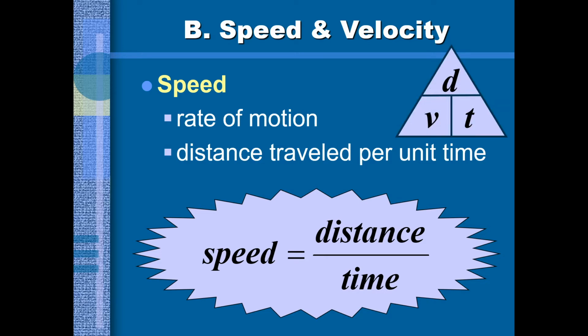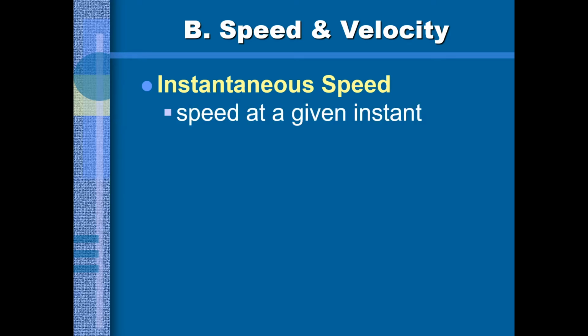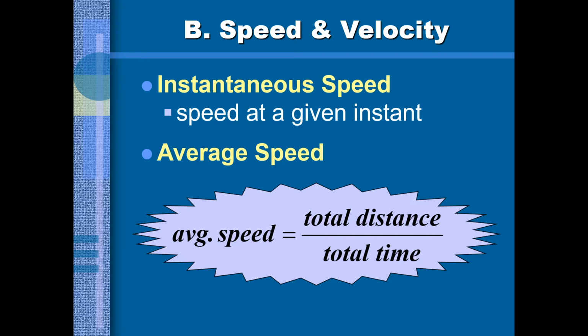So here is the triangle. Again, here they use D to include velocity and speed. We have an instantaneous speed at a given instant. This is what your speedometer of your car would say, the speed that you are currently traveling at. We also have average speed. Average speed is the total distance divided by the total time.